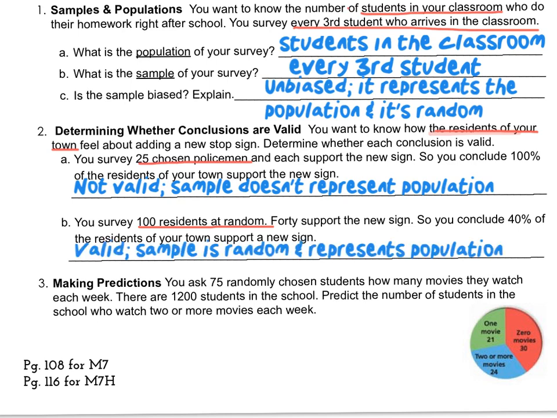So on the last line, write what you see on your screen. It is valid because the sample is random and represents the population. Pause the video if you need to copy it down before you continue. Please pause now.